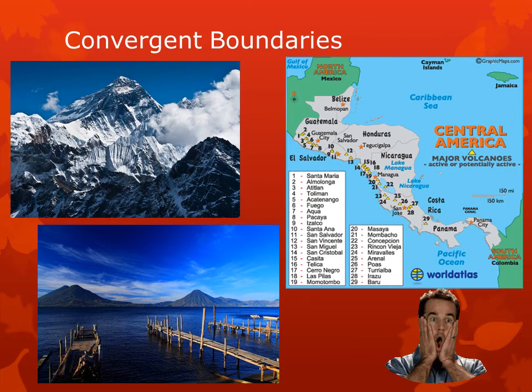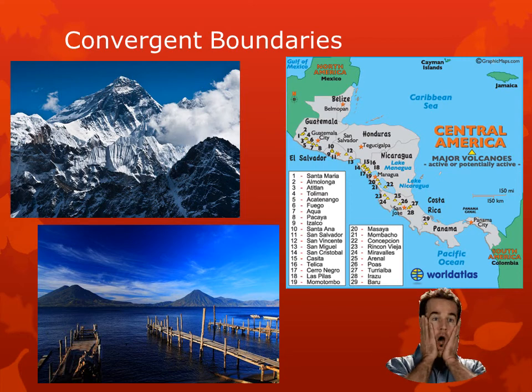Interestingly, I do want to point out this. Of course, with our convergent boundaries, you have the Himalayan mountains and Mount Everest, two continental plates colliding, forming the tallest mountains in the world. However, if you look at this map of Central America, Central America was formed when the Caribbean plate and a smaller plate collided. Two oceanic plates collided. And over millions of years, they formed volcanoes and formed this stretch of land, which is now Central America.